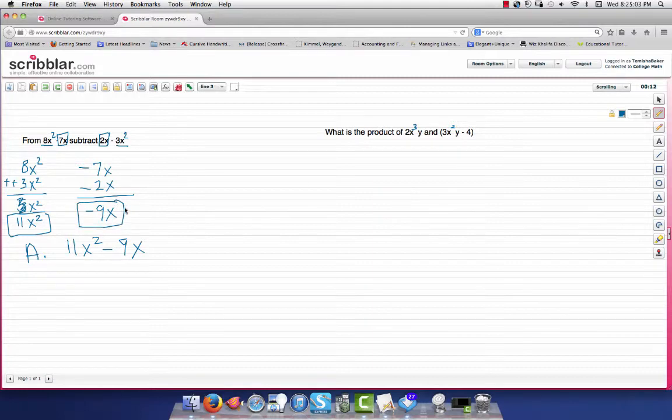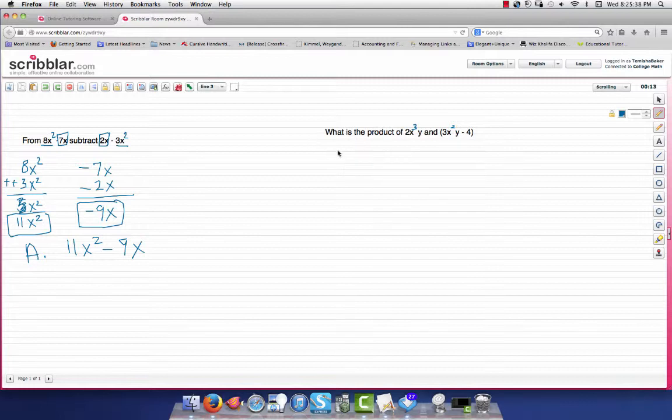Okay, now if you put minus 9x first and then put plus 11x squared, that answer is technically okay, but we tend to put the higher exponent variable first, and then the other ones we put in descending order based on your exponents. Okay.